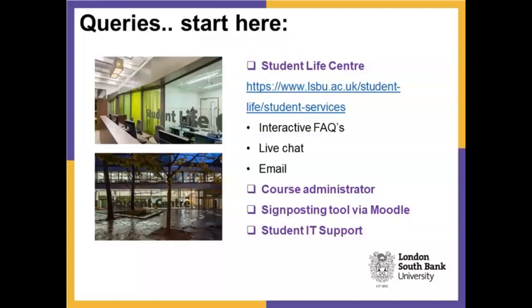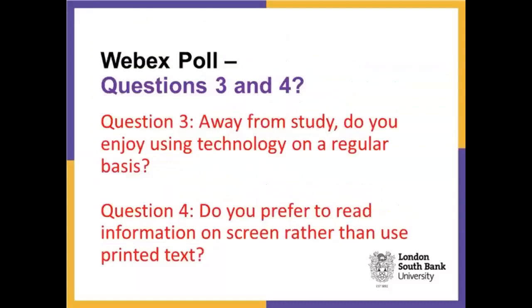So there's that support from the Student Life Centre. There's also a signposting tool on Moodle. If you pop your question in there, it will direct you where you need to go as well. And we also have the student IT support. They're based in Perry Library, and they can help you to reset your password, or if you're having problems downloading the free software, they can give you support with that as well. They have a chat function online, or if you're on campus, you can pop into Perry Library as well. So I'm going to hand you back over to Nasmin, and she's going to go through a couple more questions with you.